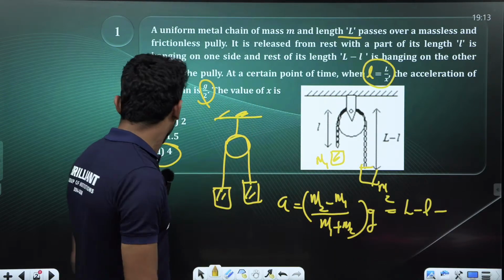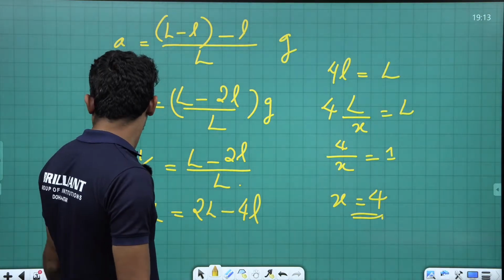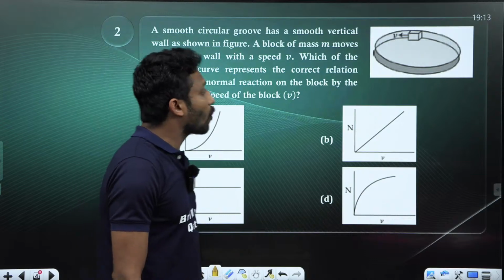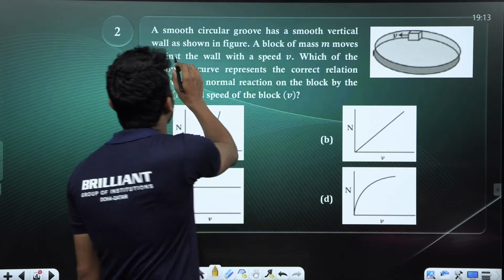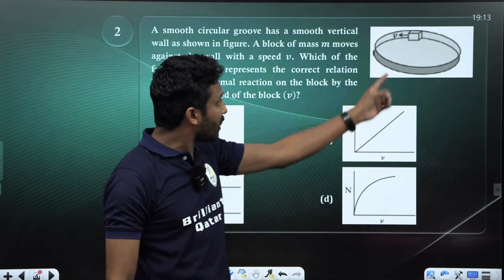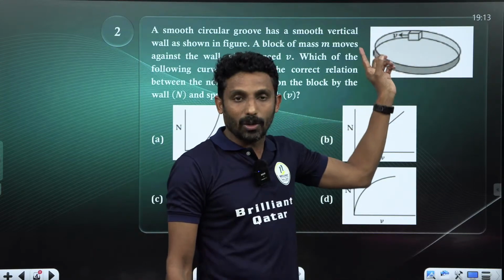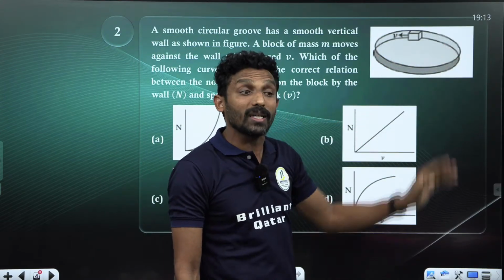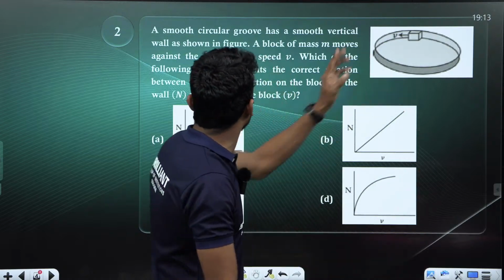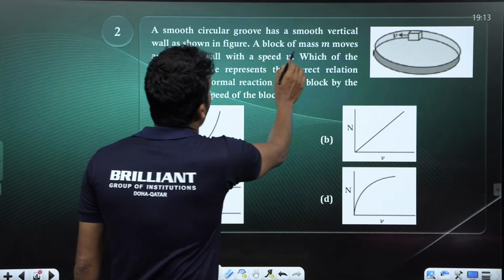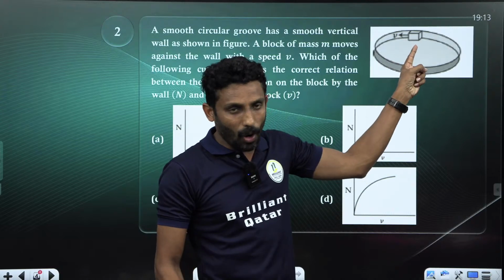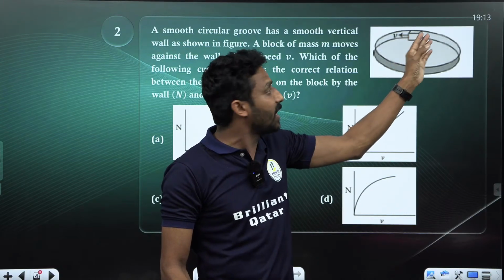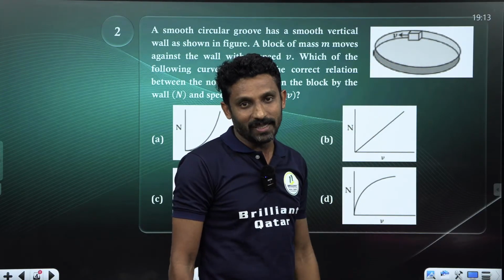Okay, now moving to the next question, number 2. A smooth circular groove has a smooth vertical wall as shown in the figure. Here in the figure there is a circular groove and there is a smooth vertical wall. Now a block of mass M moves against the wall. Here you can see a block is moving against the wall and it is in circular motion, isn't it?